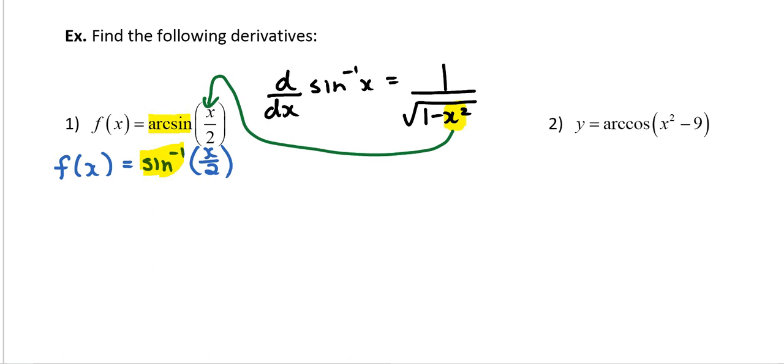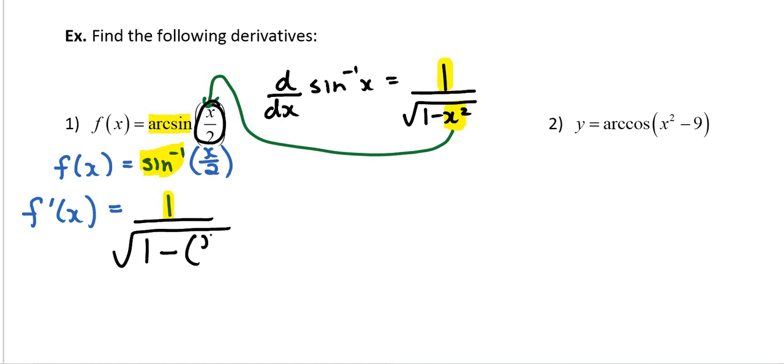So if I go ahead and now take the derivative of this function here, I'm going to write my derivative notation here, which is f prime of x, and that's going to equal 1, and that 1 is coming from this 1 over here on my derivative, all divided by the square root of 1 minus x squared, and my x term is x over 2, so this will be x divided by 2, all squared. Okay, so hopefully that matches up with this guy right there. And now I'm going to erase all this.